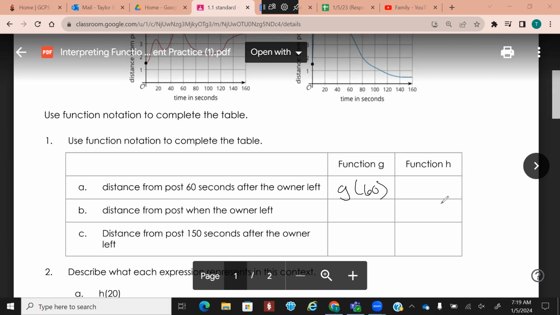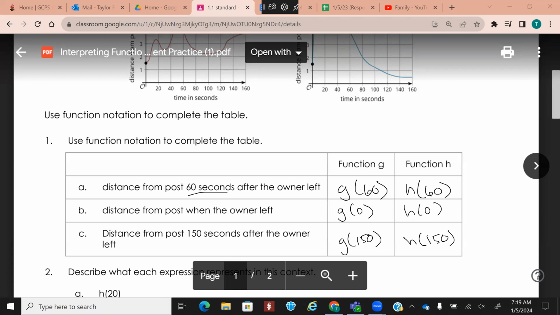It's that easy, right? Now, if we were talking about function h and we wanted to look at 60 seconds, what are we going to put inside here? 60. The next one says distance from post when the owner left. When did the owner leave? 0 seconds. So we're going to say g of 0 and h of 0. And the last one, g of 150, h of 150.